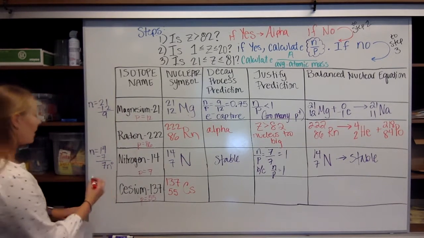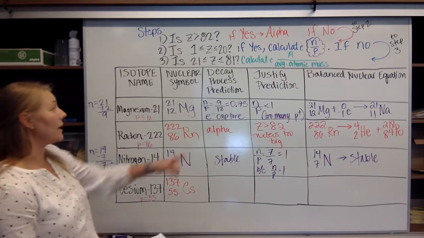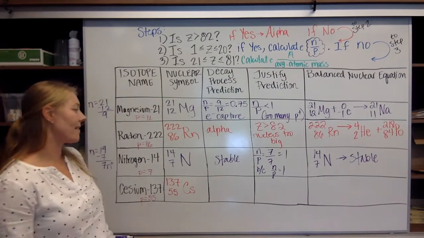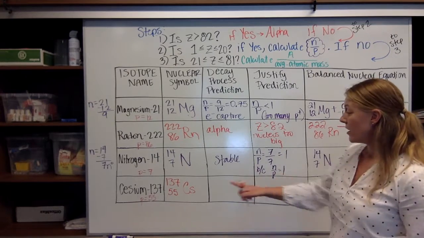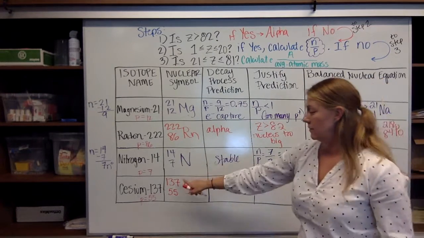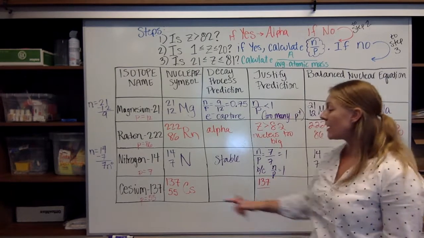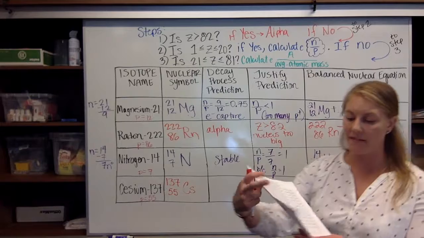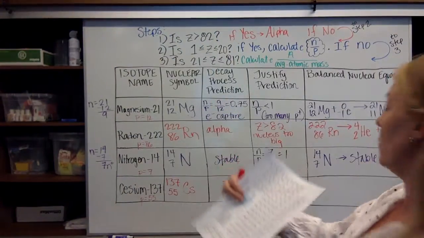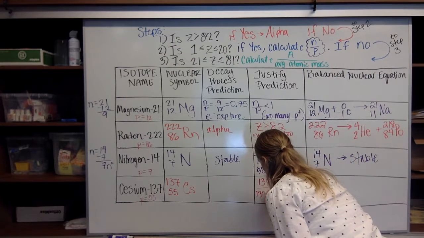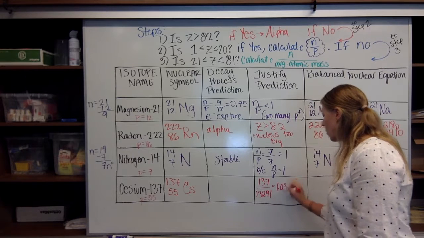Okay, let's calculate the number. Oh, no, we don't need the number of neutrons, right? Because we're not doing neutron to proton ratio. We're doing mass over average atomic mass. So for my justify over here, we need to do the math. Mass number A is 137, divided by the average atomic mass. If you look at cesium on the periodic table, you see an average atomic mass of 132.91. And when you divide that out, you get 1.03.